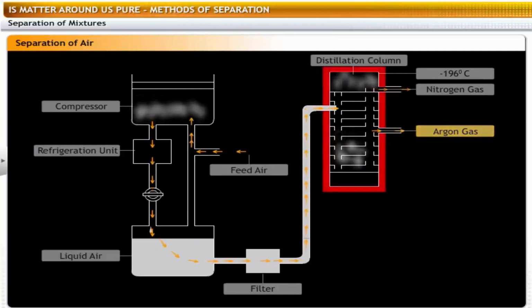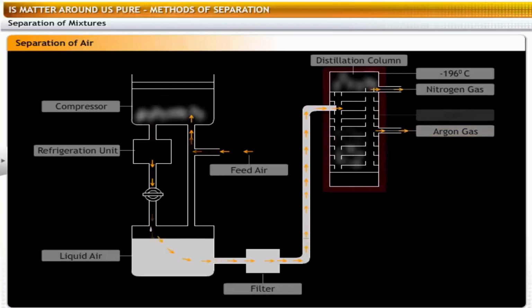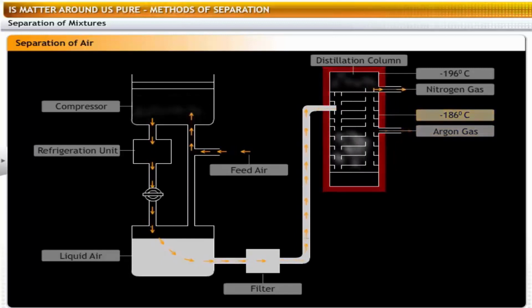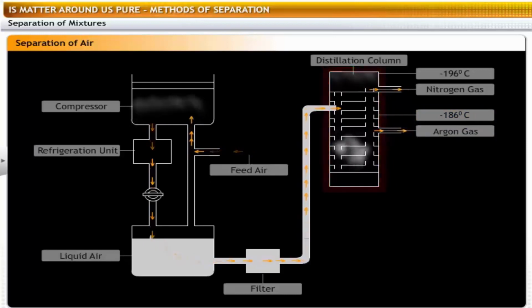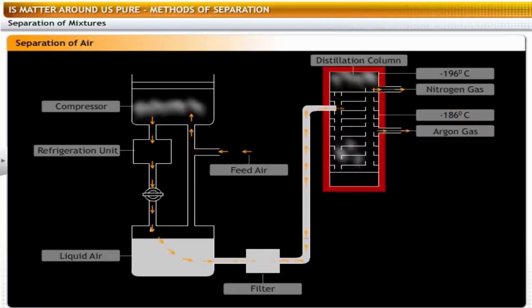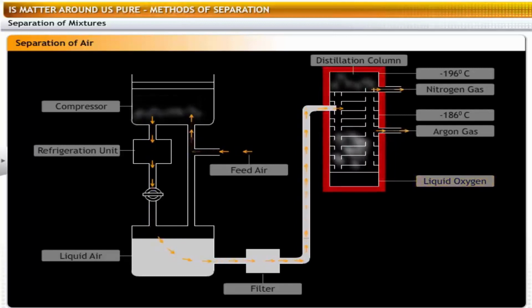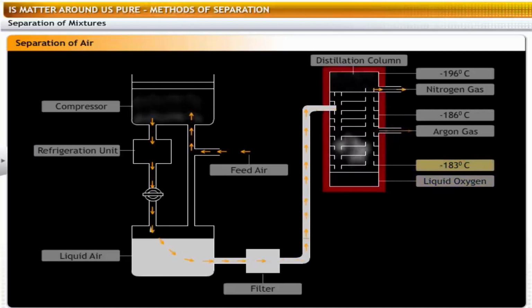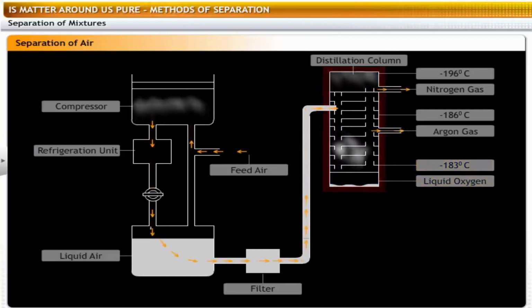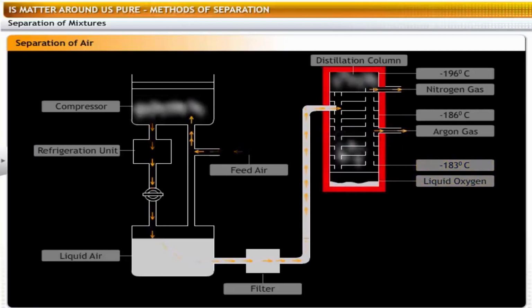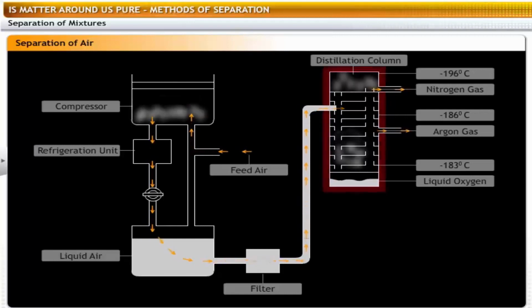Liquid argon has a slightly higher boiling point of -186 degrees centigrade, so it boils next. It collects as argon gas in the central part of the fractional distillation column. Liquid oxygen has the highest boiling point of -183 degrees centigrade. It boils last. It collects as oxygen gas at the base of the fractional distillation column.